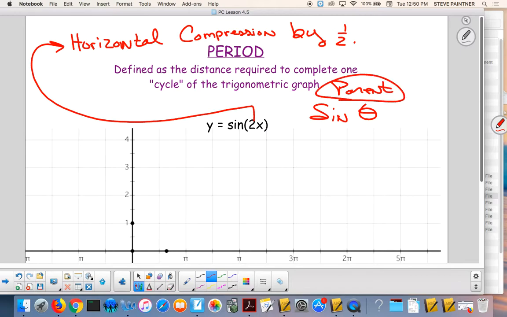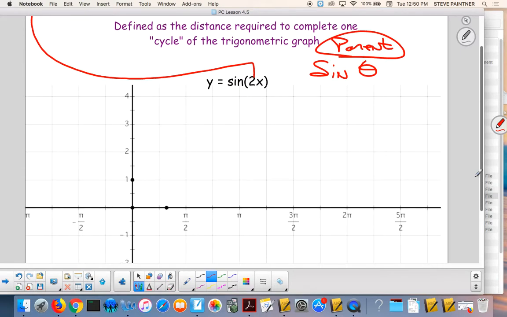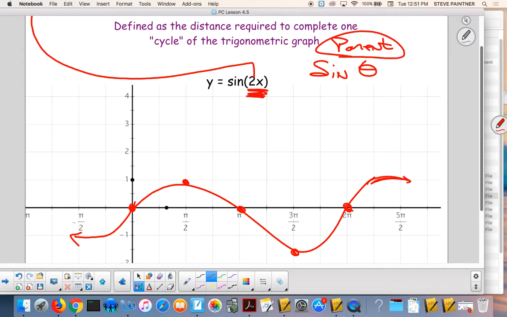Parent goes down. First, sine starts where? 0. At pi over 2, it's maxed out, then 0, then minimum, then 0, and you know now, I think, it goes like this. Okay, there it goes, and of course over here it goes like this, okay? But you don't have your parent, you have what? You have a horizontal compression.